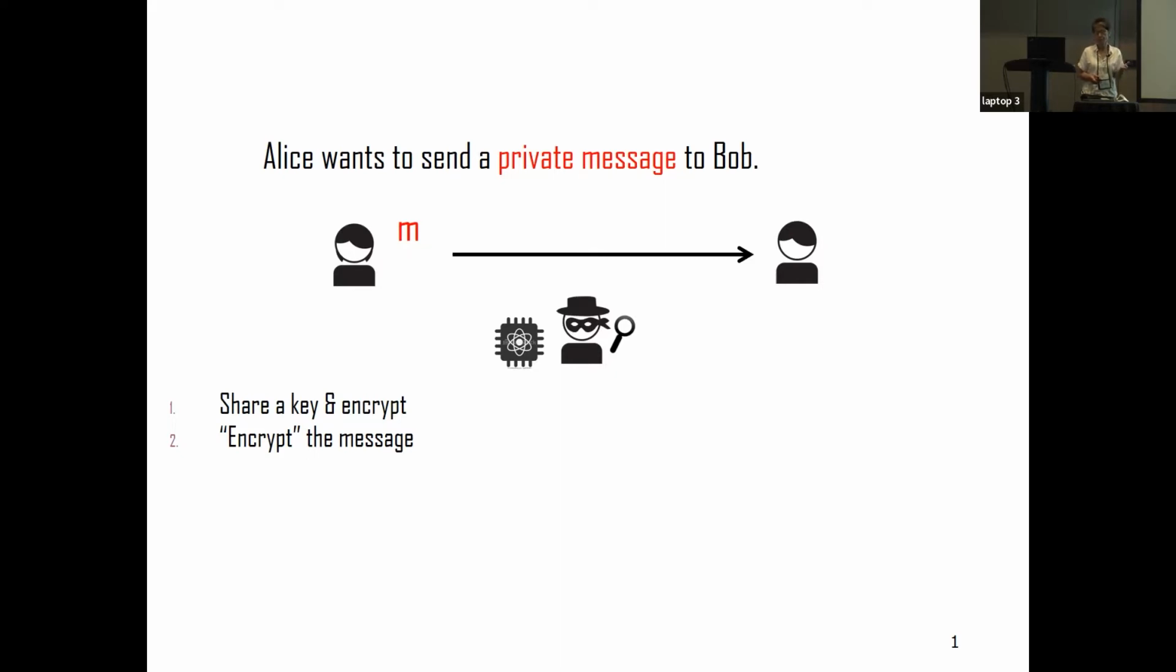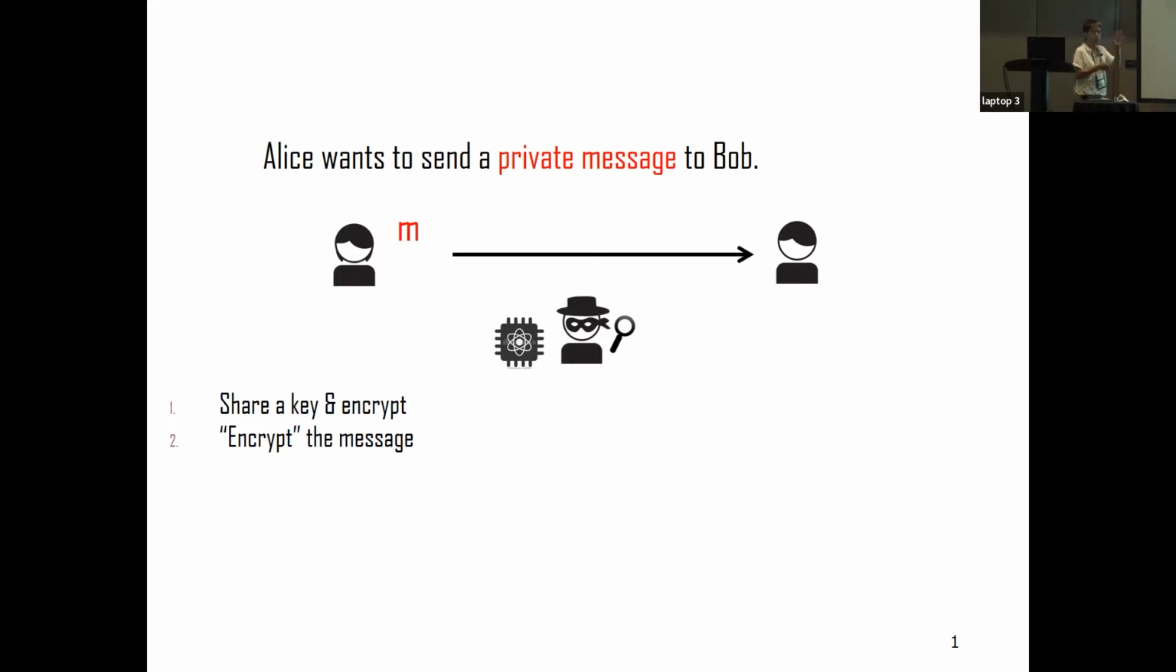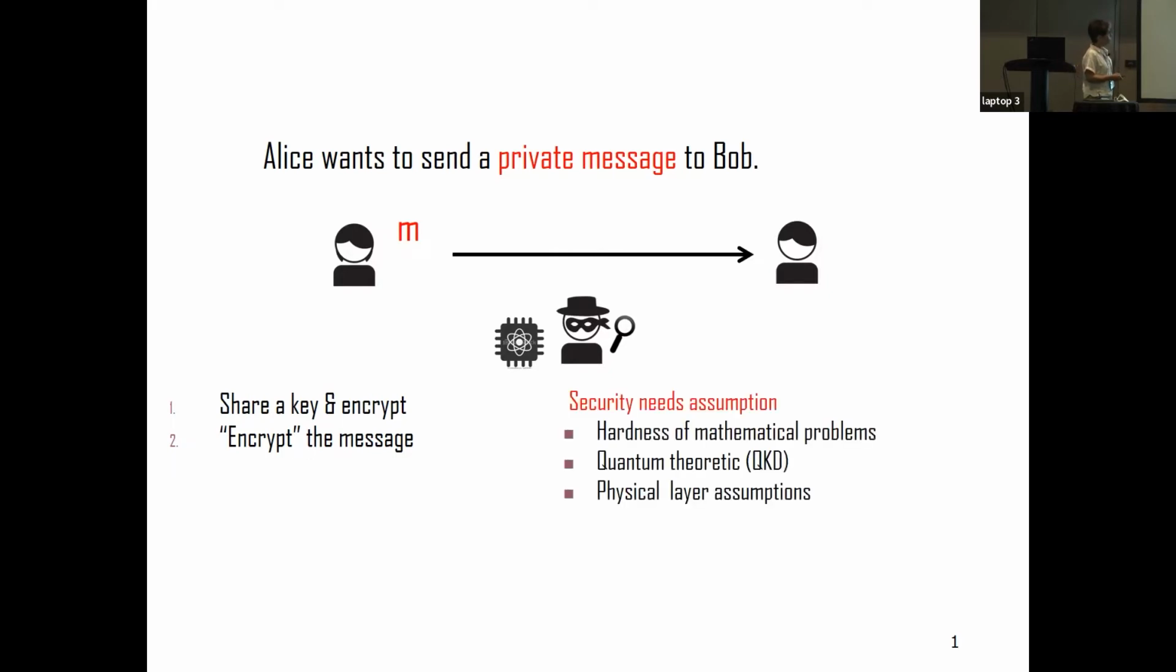For example, we can have a wiretap channel that assumes that the adversary has a noisy view of communication, and that is used with randomized coding to have secure communication. So encrypt is a general term that I use for both public key encryption and also the kind of encryption that comes with physical layer assumptions. In all of this, when we want to have security, we need to have some assumptions. The kind of assumptions that we have are either the hardness of some mathematical problems.